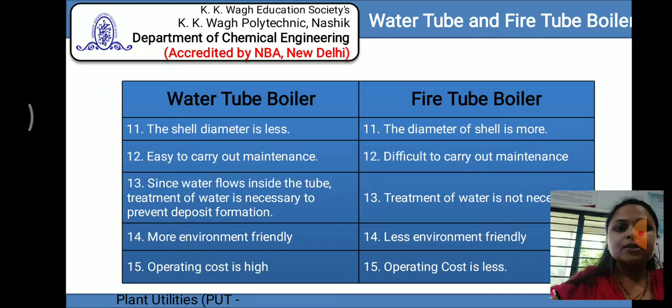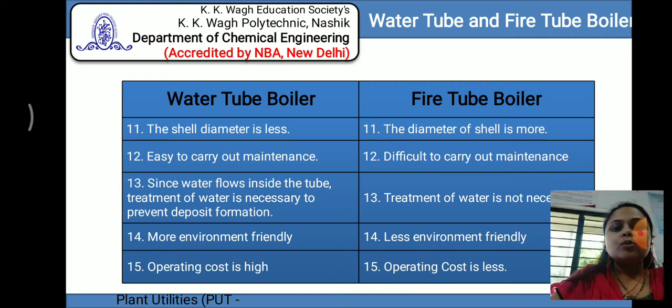Water tube boilers have a very small shell diameter, but fire tube boilers have a much larger shell diameter. Water tube boilers are easy to maintain, but fire tube boilers are difficult to maintain.